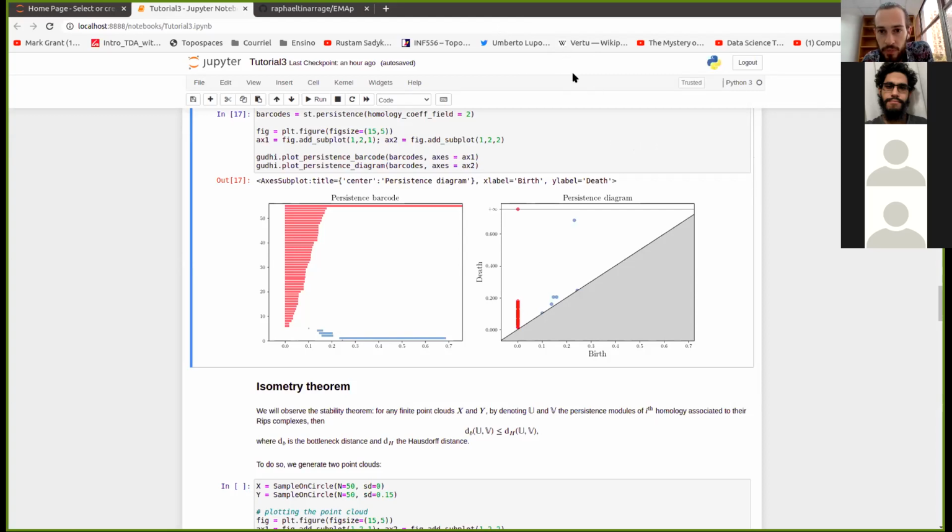No. Well, anyway, I was just saying that here and here are the two points that are the most prominent, the points the furthest away from the diagonal. So when you want to read a persistence diagram, you look for these points, and then you interpret the homology of your underlying object. Is it clear until here? If you have any question, please ask.